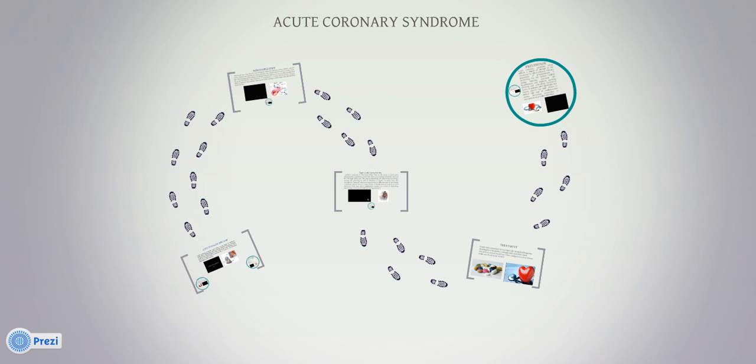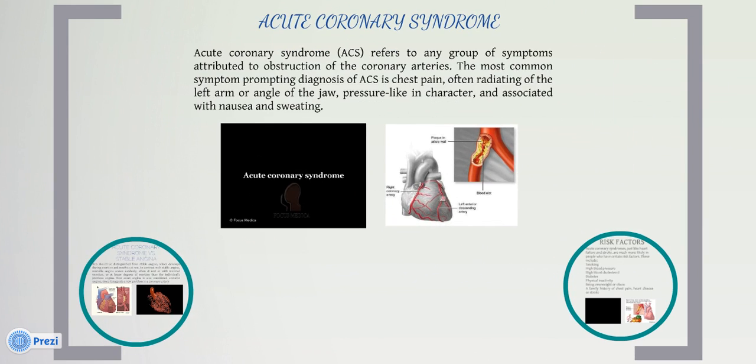Acute coronary syndrome. Acute coronary syndrome refers to any group of symptoms attributed to obstruction of the coronary arteries. The most common symptom prompting diagnosis of acute coronary syndrome is chest pain, often radiating to the left arm or angle of the jaw, pressure-like in character, and associated with nausea and sweating.